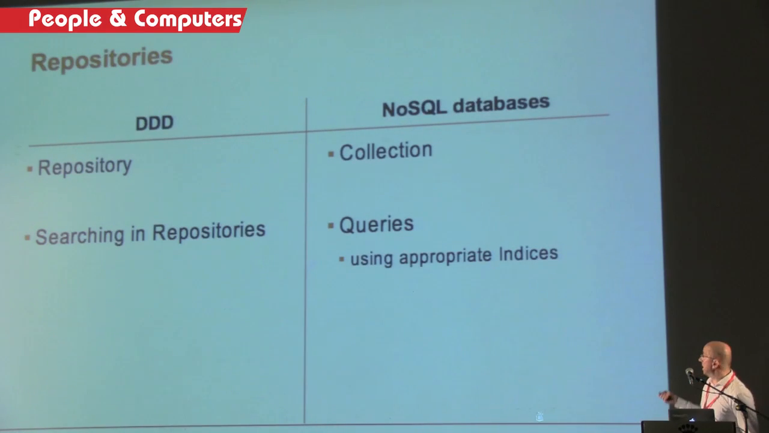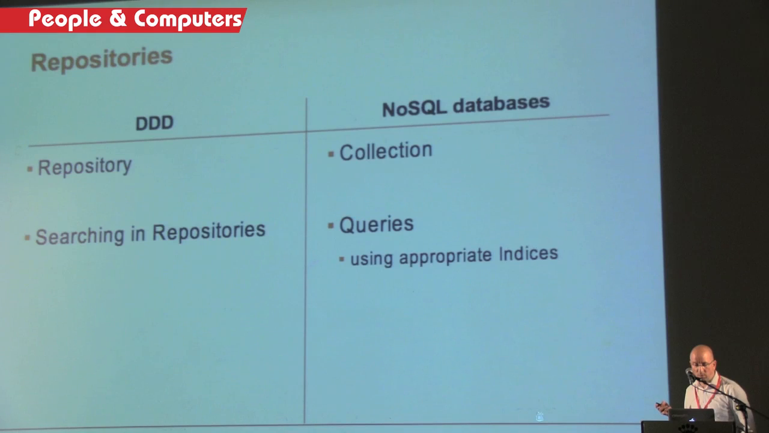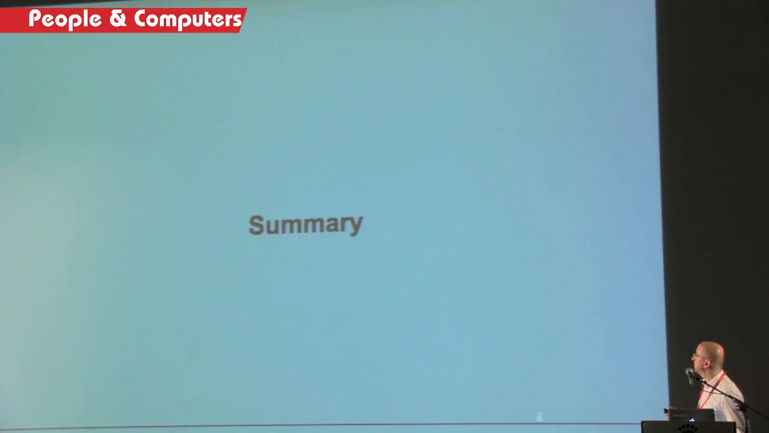Repositories map then to collections in a NoSQL database. That is the place where you store those entities or those documents. And storing in a repository then is a query in such a collection. And of course, what you want to have is that this query is fast by using an appropriate index. So I hope flying through that, I could convince you that there is a very close match, certainly much closer than the concepts that you have in relational databases.